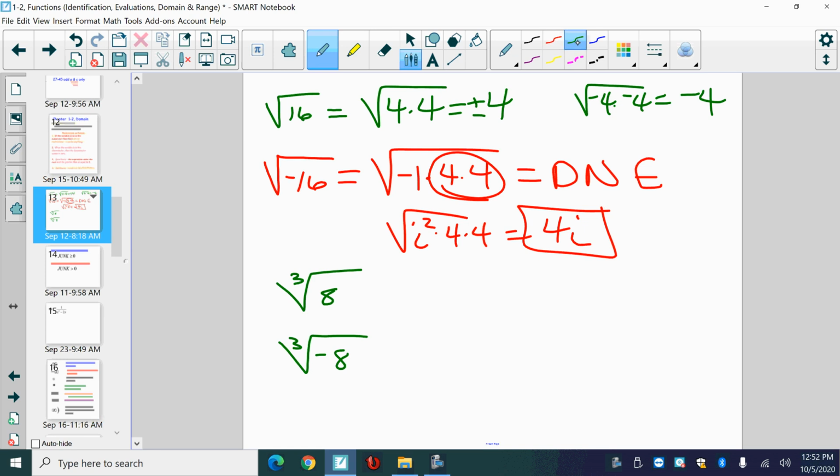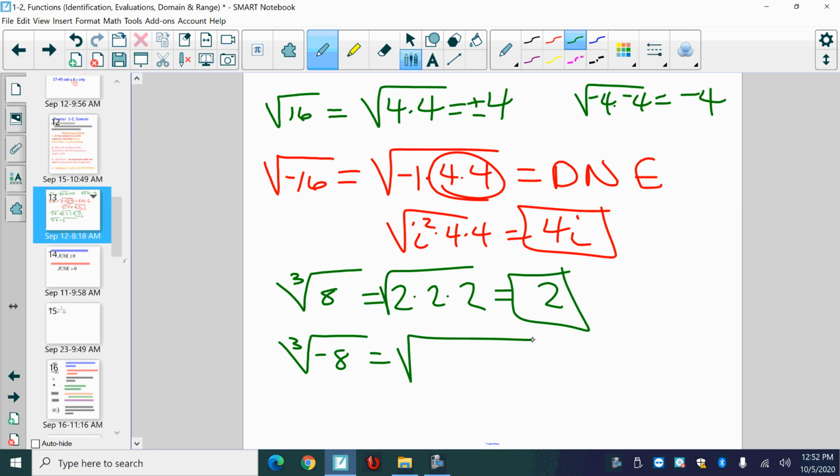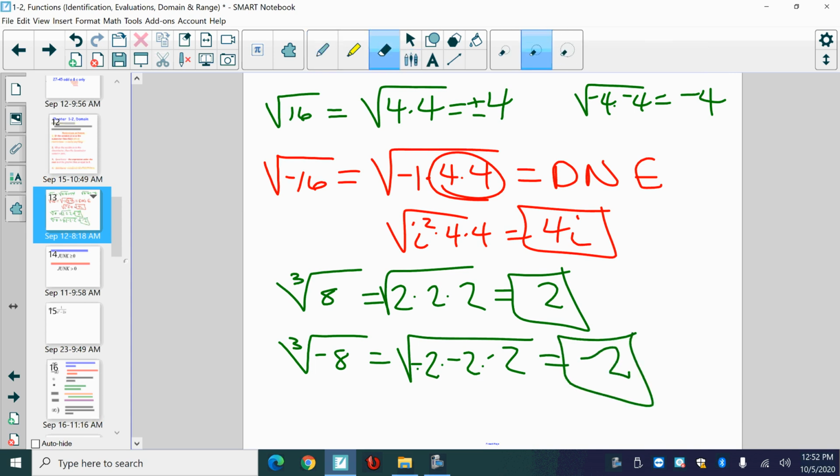However, the cube root is what number multiplied by itself 3 times is 8. So that's 2 times 2 times 2. There's 3 2's inside there, so that comes out as just a 2. Or, how am I going to get a negative 8? Negative 2 times negative 2 times negative 2. A negative times a negative is a positive, times a negative is a negative, so therefore it's going to be negative 2 as the outcome here. Okay, so you cannot take the even root of a negative number, but you can take the odd root of a negative number. So that's why we have our domain restrictions.